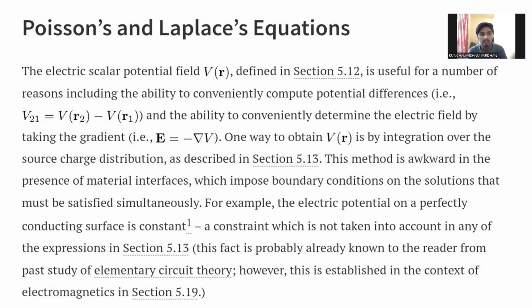This method is awkward in the presence of material interfaces, which impose boundary conditions on the solution that must be satisfied simultaneously. For example, the electric potential on a perfectly conducting surface is constant, a constraint which is not taken into account in any of the expressions. This fact is probably already known to the reader from past study of elementary circuit theory. However, this is established in the context of electromagnetics.